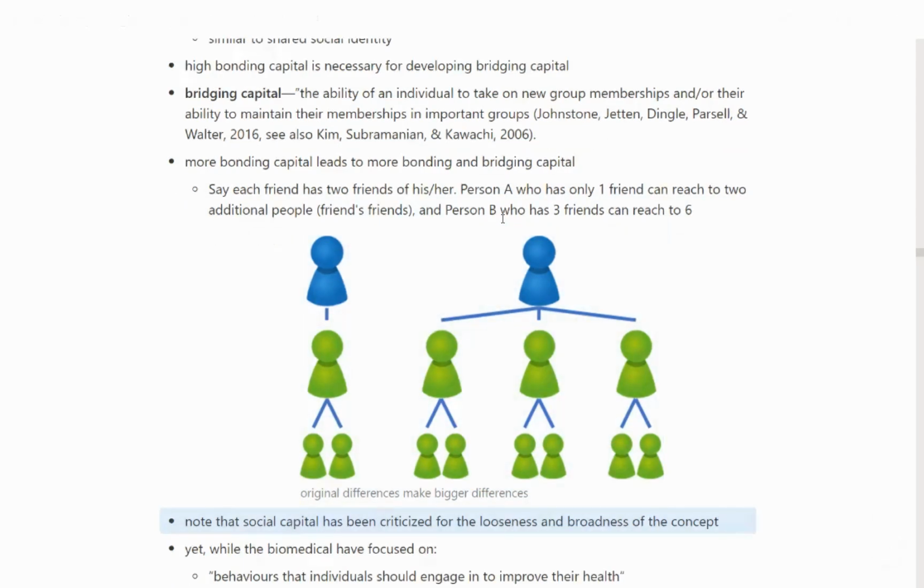But note that social capital has been criticized for the looseness and broadness of the concept. People argue that because this construct does not have a definitive definition, it would be very difficult to critically examine how this construct affects our health and behaviors, nor would it be easy to disprove the effect of social capital.